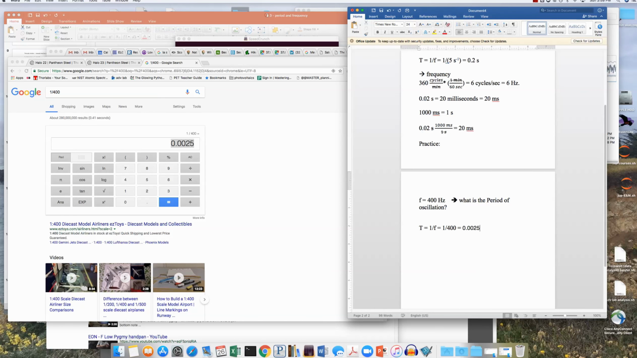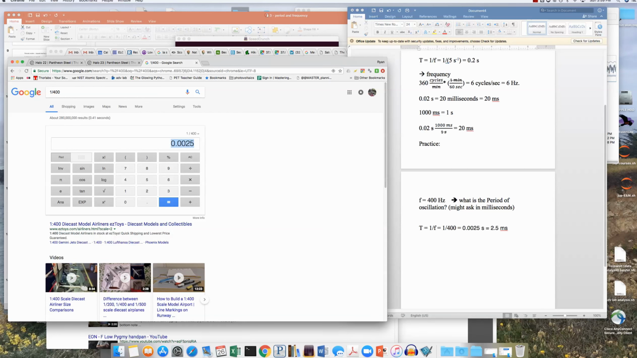So that's 0.0025 seconds. And if you remember how we handled that problem before, we just simply multiplied by 1,000 and we could get the number in milliseconds. So I could actually multiply this by 1,000, and I can take the decimal over 1, 2, 3, and you can see that this is actually 2.5 milliseconds. So that's the period of oscillations in milliseconds. So I might ask for it in milliseconds, okay? So please be ready for converting between those things, or for trying to find an answer that's going to be in milliseconds.